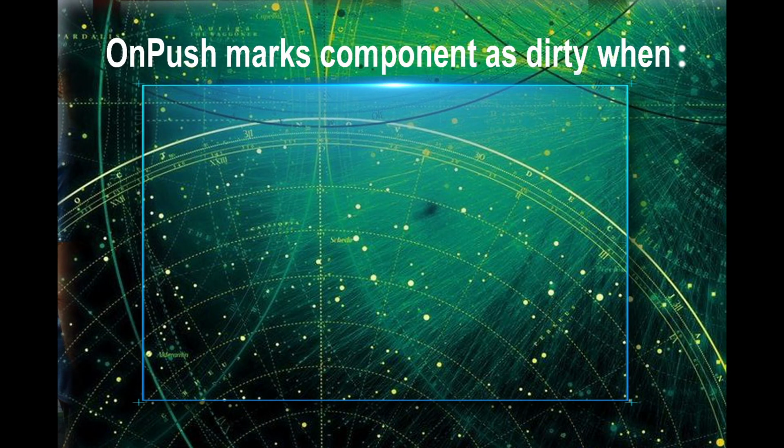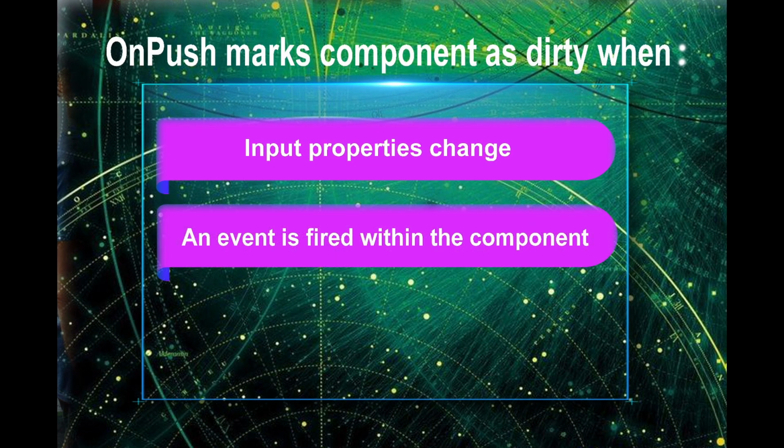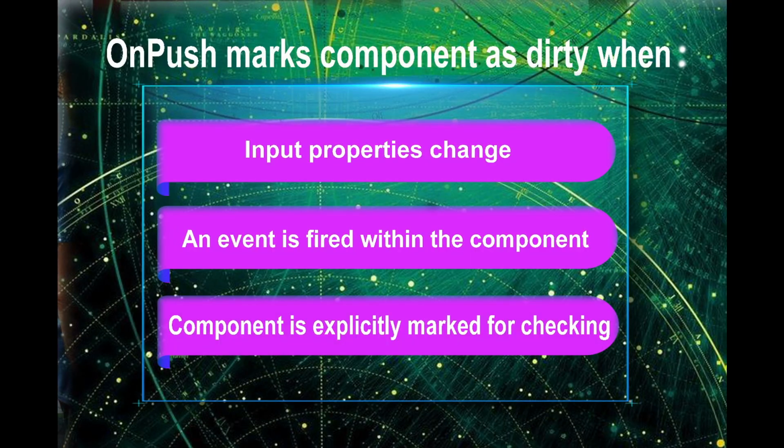With OnPush, change detection never runs unless the view is dirty. Instead of checking the component every time an event occurs, OnPush marks the component as dirty when input properties change, an event is fired within the component, or the component is explicitly marked for checking. When a child component is marked as dirty, it will mark as dirty all its parent components. When change detection runs, it will call refresh view methods on the top view and on the child views which have been marked as dirty.